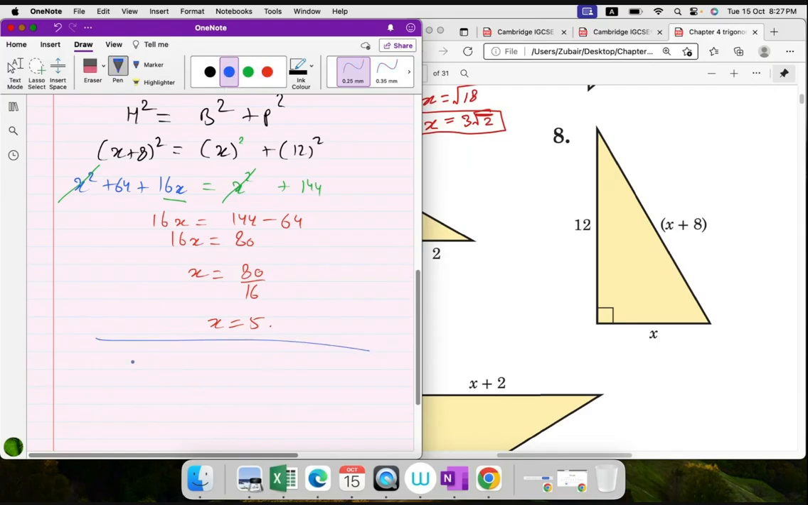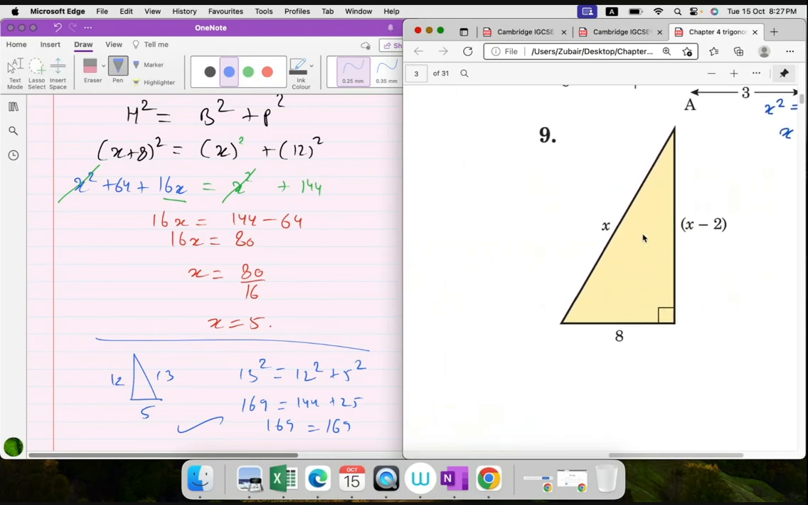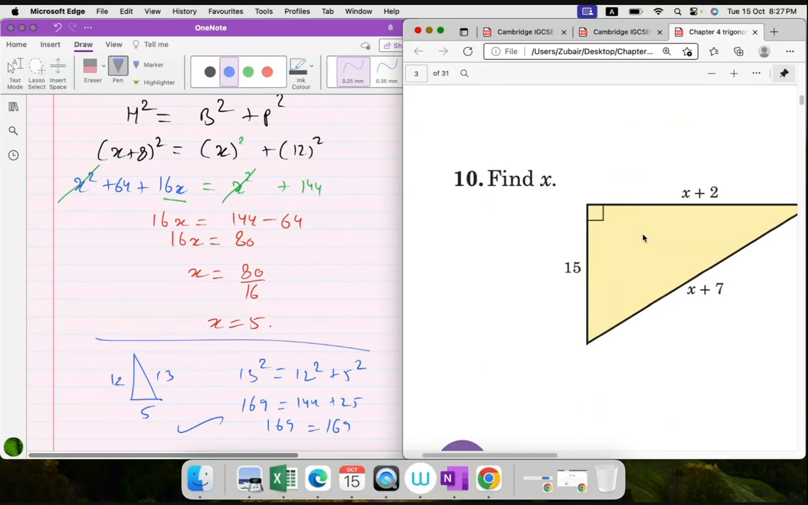So if x is 5, I can substitute and write 12, 5 and 8 plus 5 is 13. And just checking if it is true. 13 square is equal to 12 square plus 5 square. 169, 144 plus 25. 169 equals 169. So let's say yes. That won't be necessary in exam. I just checked it during class. Question 9, exact same nature. Let's look at question 10.